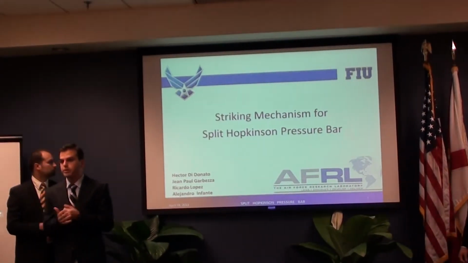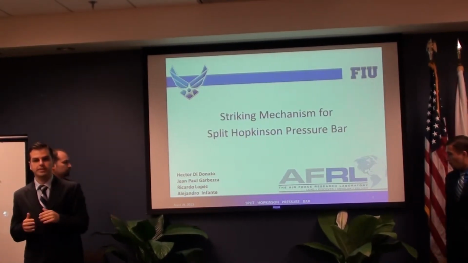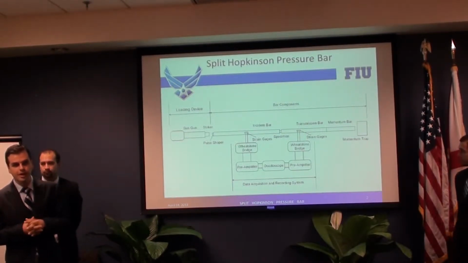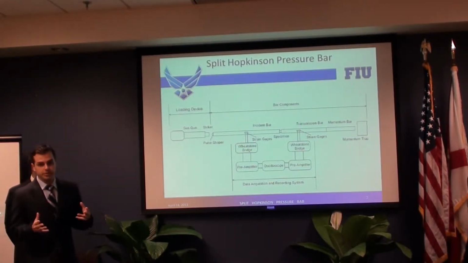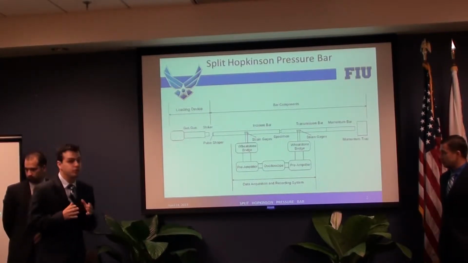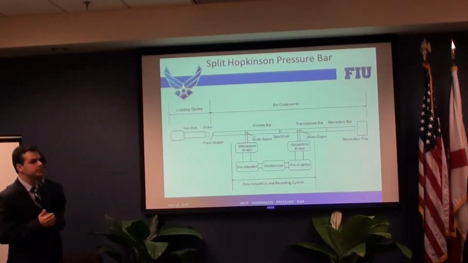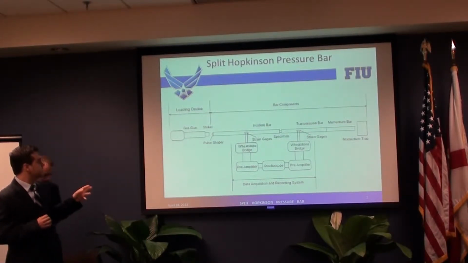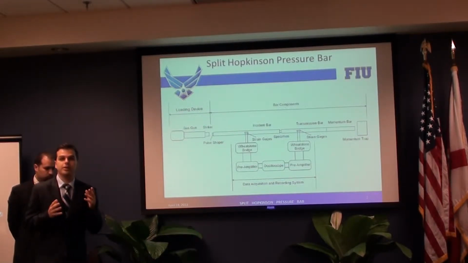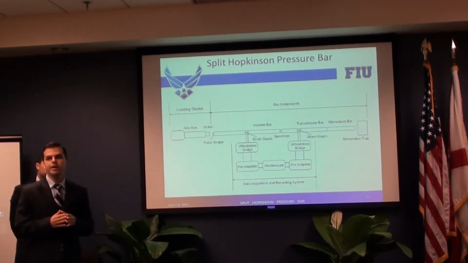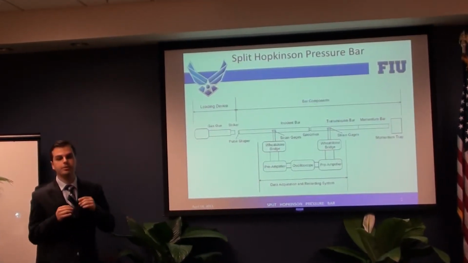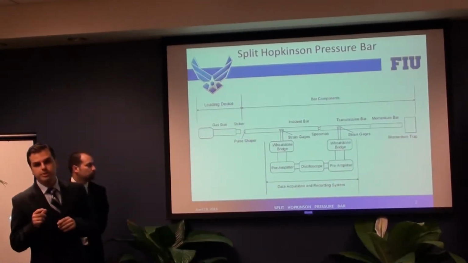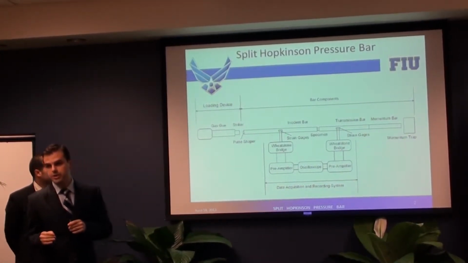We have been working with the Air Force Research Laboratory for the past 8 months designing this striking mechanism for our split Hopkinson pressure bar. This is a typical diagram of a Hopkinson bar, as they're called, and it is composed of two main systems, the stress-inducing system and the stress-determining system. Now, the stress-inducing system is comprised of a striker bar, an incident bar, and a transmitted bar. We take a specimen that we would like to test, and we sandwich it in between the incident bar and the transmitted bar.